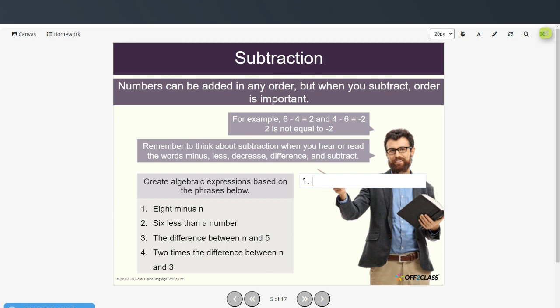Okay, so number 1 is 8 minus n. Number 2, 6 less than a number, so that would be n minus 6. The difference between n and 5, that would be n minus 5. Number 4, 2 times the difference between n and 3. So that would be 2 times the difference, so n minus 3.